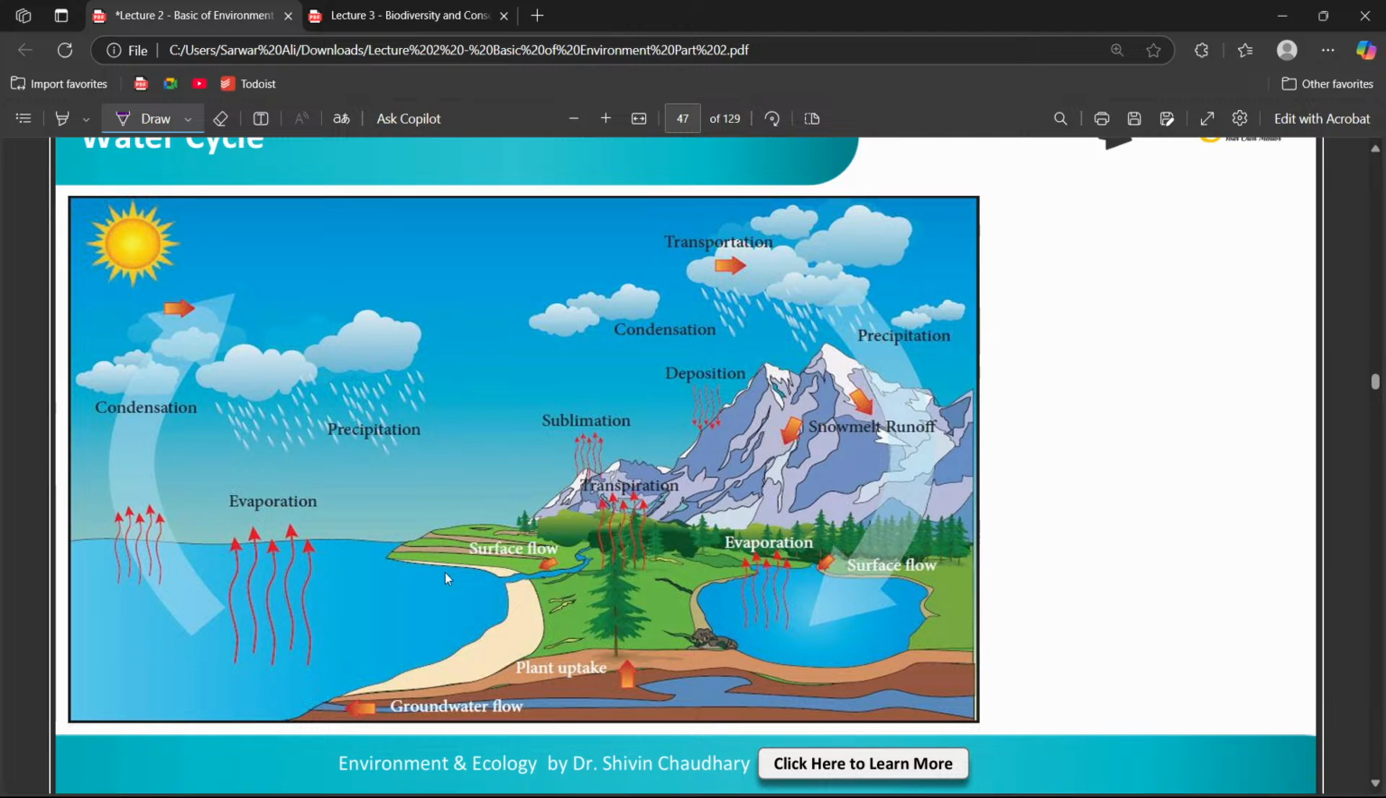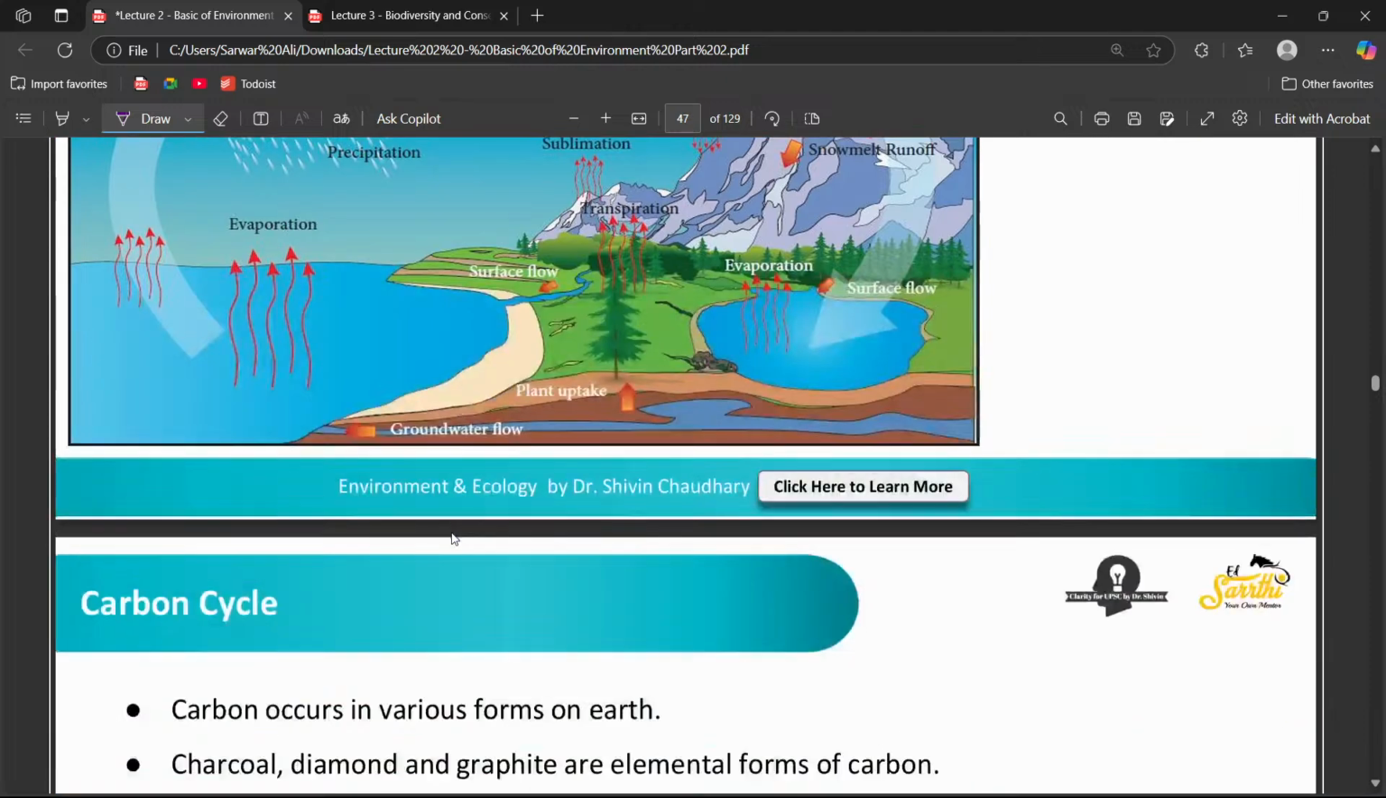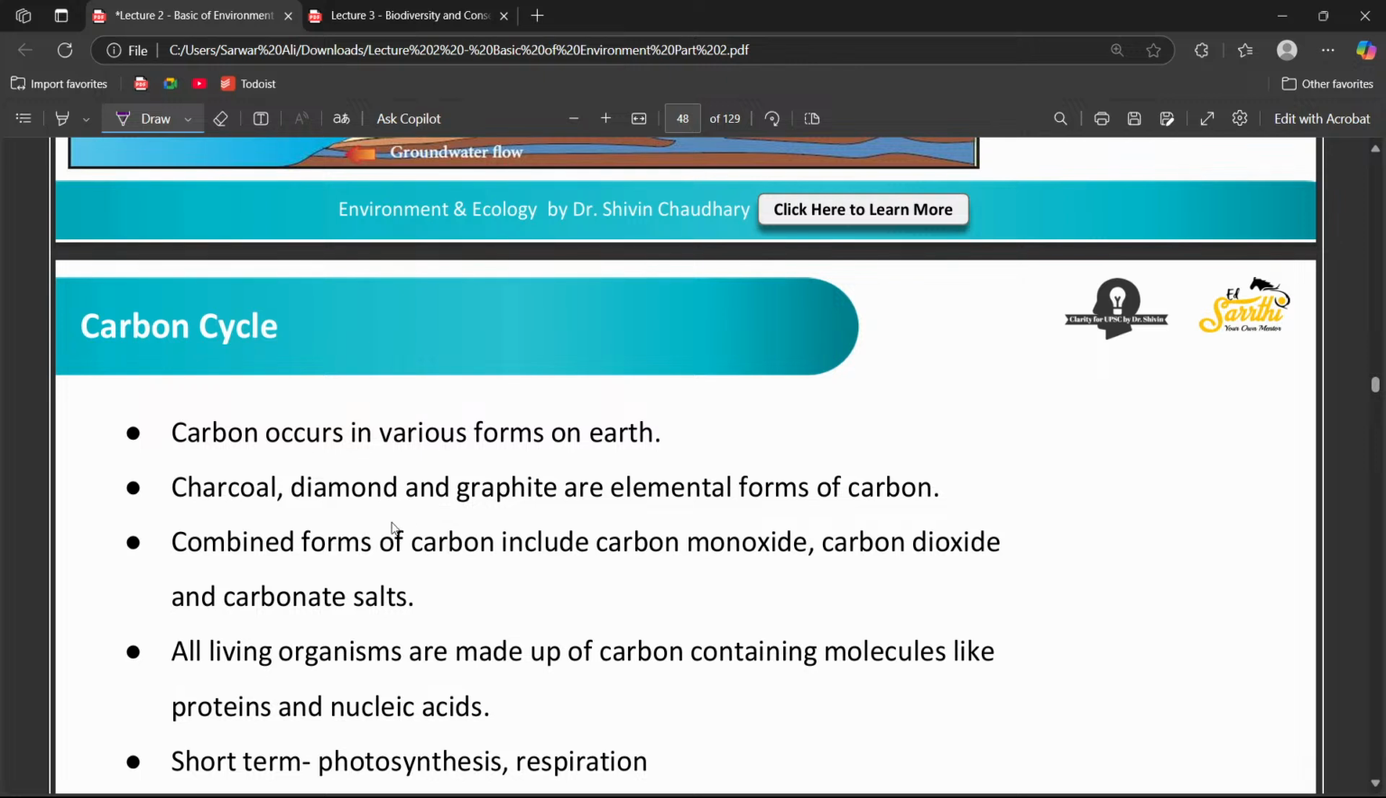There's a diagram of the water cycle that I don't think I will have to explain. Moving on, we're going to the carbon cycle.